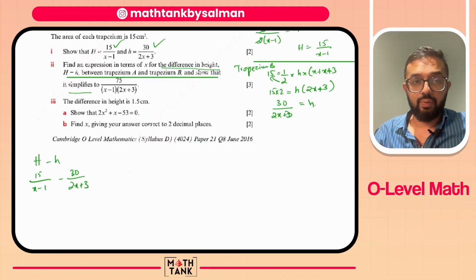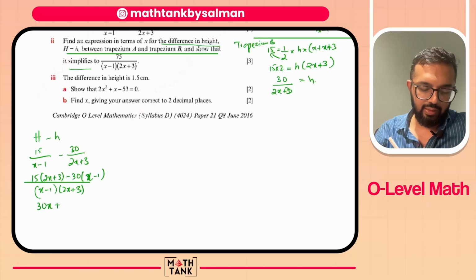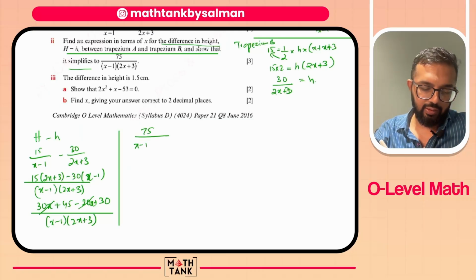This is the same thing that we've done earlier. We've simplified fractions before, so let's do that again. The common denominator is x minus 1 times 2x plus 3. You multiply 15 with 2x plus 3 because that's what's missing in the denominator, and 30 by x minus 1 because that's also what's missing in the denominator. So you get 30x plus 45 minus 30x plus 30. That's 75 over x minus 1 times 2x plus 3.